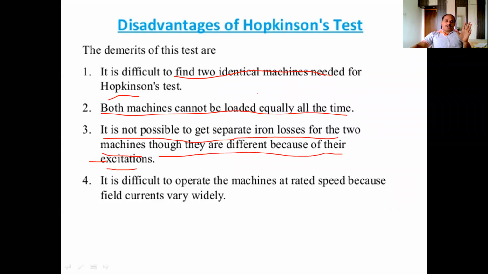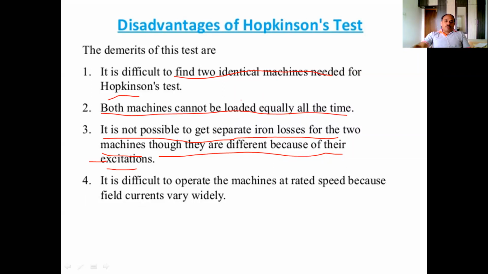Iron losses depend upon voltage and frequency. Because the generator is at higher potential and the motor is at lower potential, power flows from generator to motor. If the generator voltage is high, the iron losses are high in the generator. So this is also a disadvantage. But we take both losses as equal.